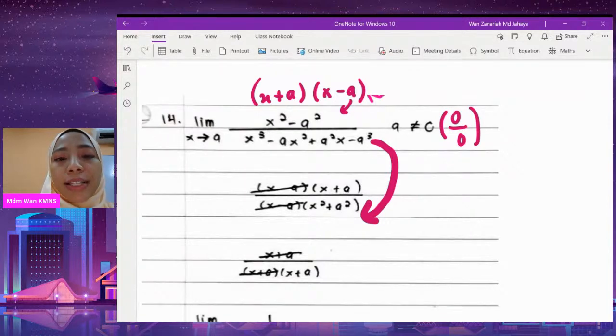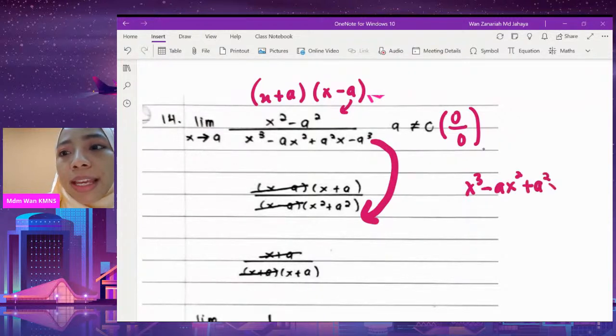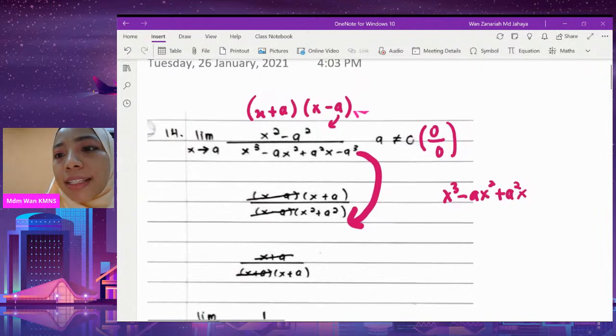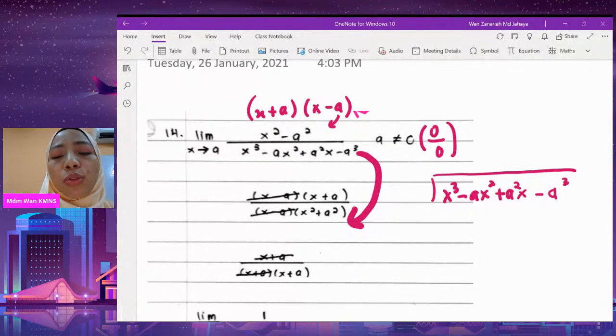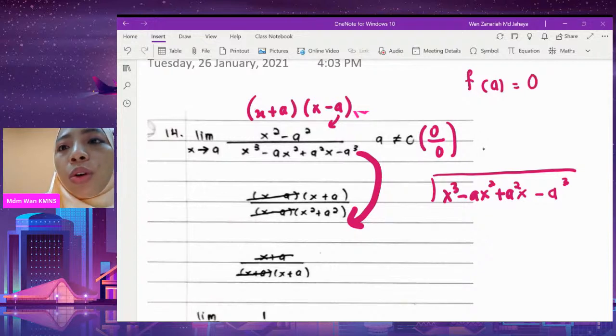Then only we will proceed to the next step, which is factorizing the function. So we want to do the long division. X cubed minus ax square plus a square x, minus a cube. But then we need one factor at least. So how do you know which one is the factor? Okay, macam mana kita nak tahu? We substitute the values. If you substitute f a, you have to check, does it give you 0?